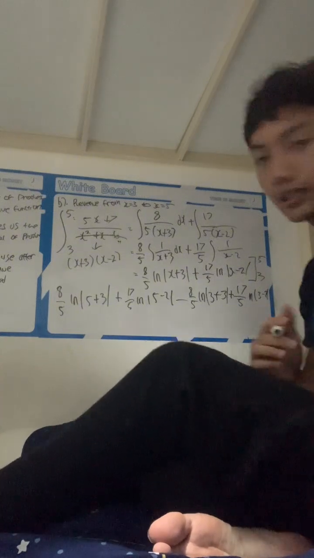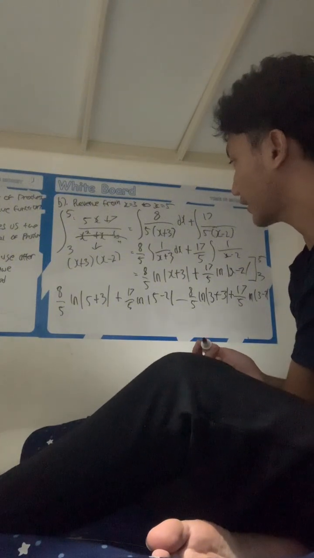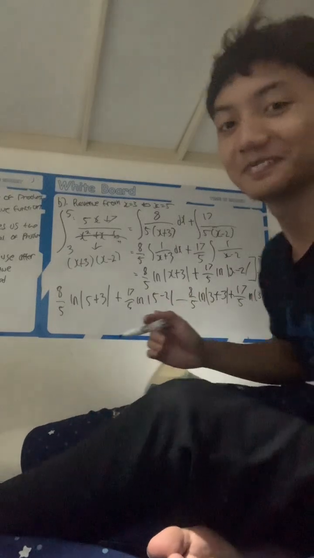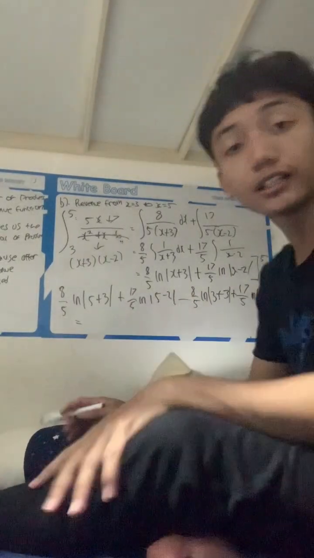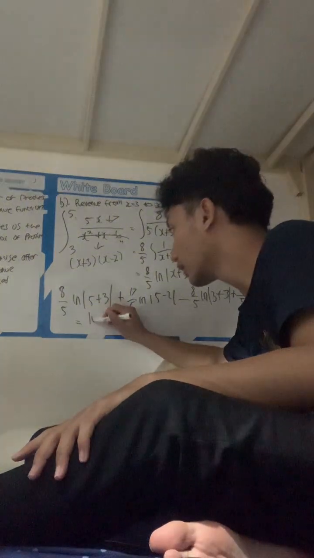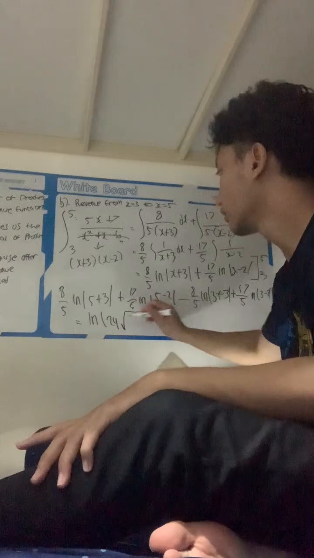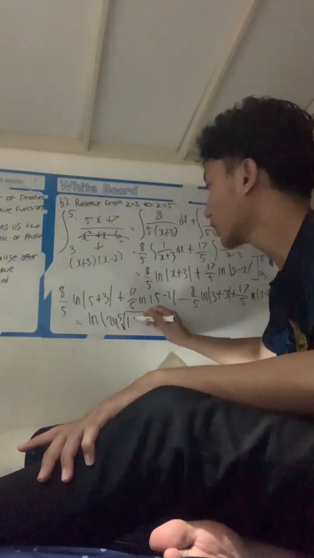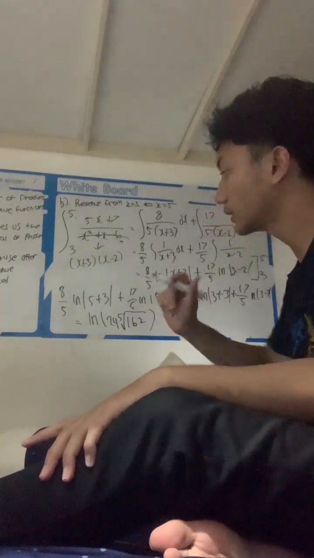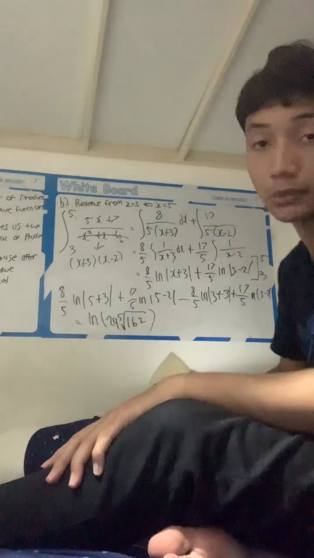Okay, so thus the final result after calculating this is ln 24 roots 5 of 162. Because this is a definite integral, there will be no plus c.